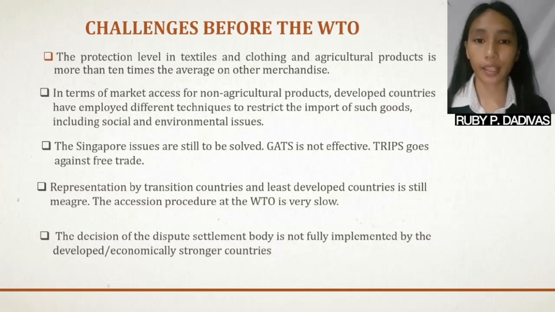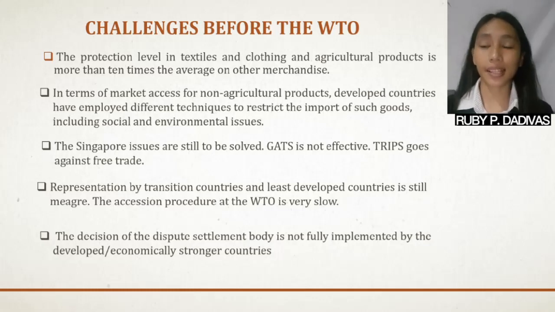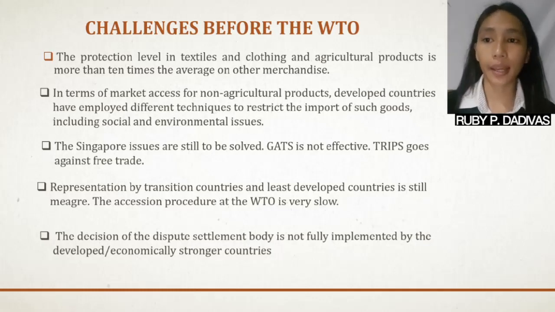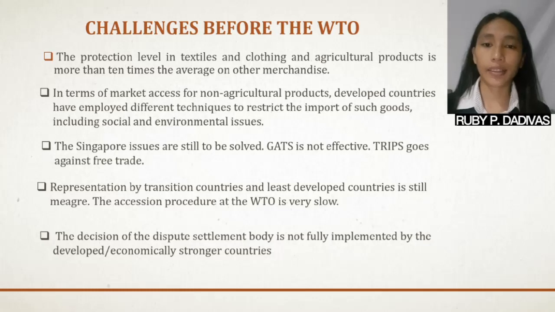The challenges before the World Trade Organization. So number 1, the protection level in textile and clothing and agricultural products is more than 10 times the average of other merchandise. Okay, this means that in the context of the challenges faced by the World Trade Organization, the level of protectionism in trade, like trade barriers such as tariffs, quotas, and subsidies, for textile and clothing, or even in agricultural products, is higher than the average level of protectionism for other types of merchandise. Or in other words, the textile and clothing and agricultural sectors are subject to much greater trade barriers and restrictions than the other sectors, which makes it harder for businesses in these sectors to compete on global scales.